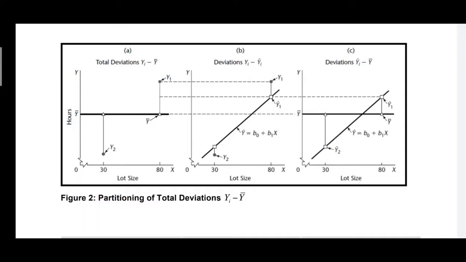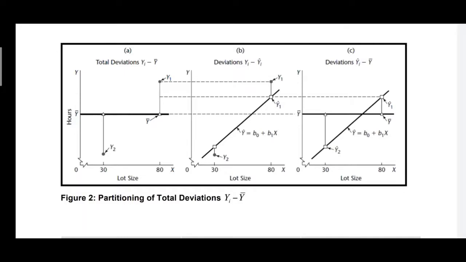So kalau kita tengok from figure A, it is the deviation between Yi dengan Y bar. This deviation is shown by the vertical lines. The total deviation of Yi minus Y bar. Ini adalah illustration untuk kita cari measure of the total variation, which is SST. If you can see here, the total deviation of Yi minus Y bar.